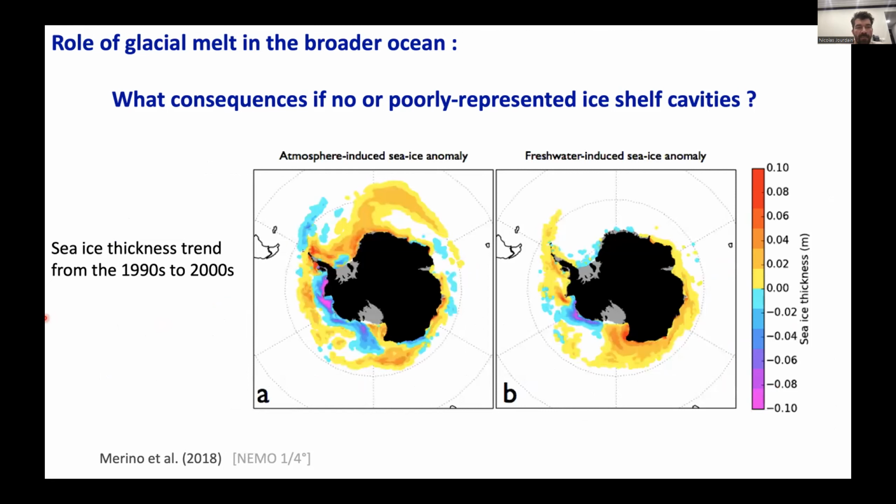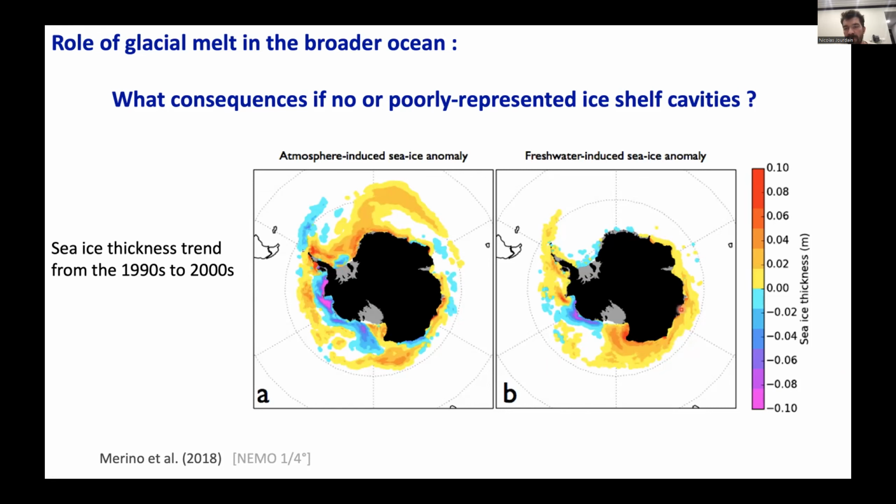There are also important consequences of ice shelf meltwater on sea ice. This is a plot from a paper by Nacho Marino et al. in 2018, and this is the sea ice thickness trend from the 90s to the 2000s. On the left, you have the trend in sea ice thickness that is due to a change in atmospheric forcing between these two periods. And on the right, you have the part of the trend that is due to more fresh water released by ice shelves over this period.